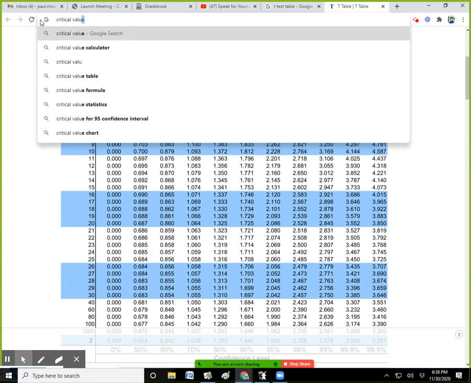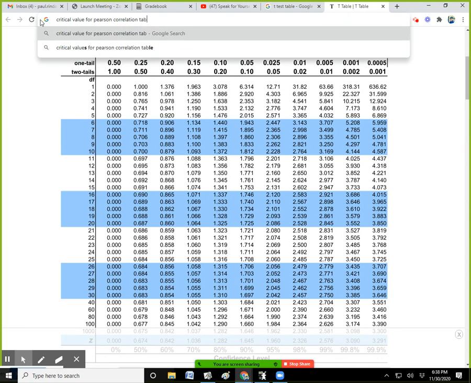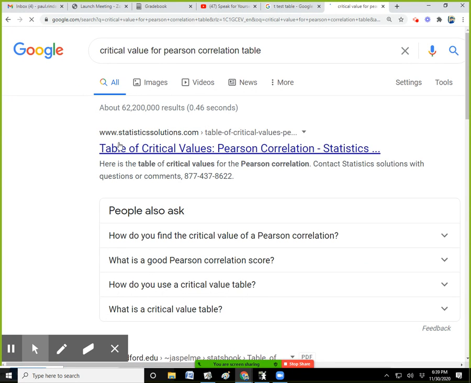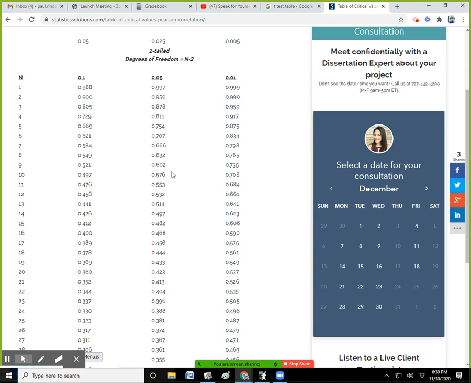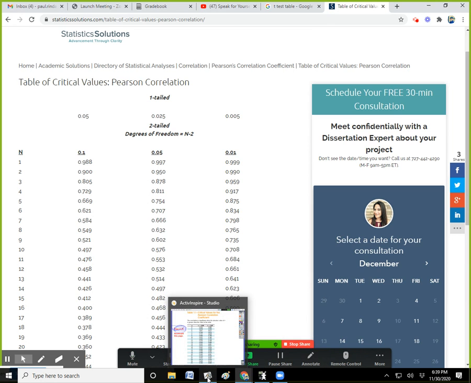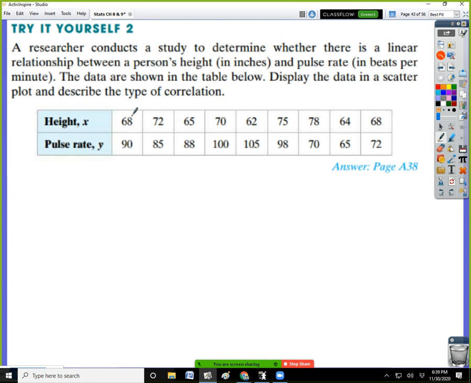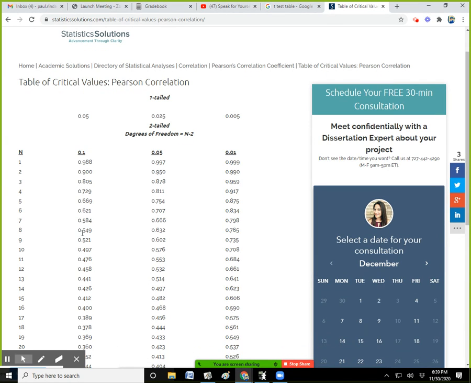Critical value for Pearson correlation table. Table of critical values. So you can go in here and look, and there are all my numbers. So if I looked at how many pieces, 1, 2, 3, 4, 5, 6, 7, 8, 9, right? I have to come off that by 1. So 0.5, 0.6, 0.7. So clearly that's a no. But you can find them anywhere you want.